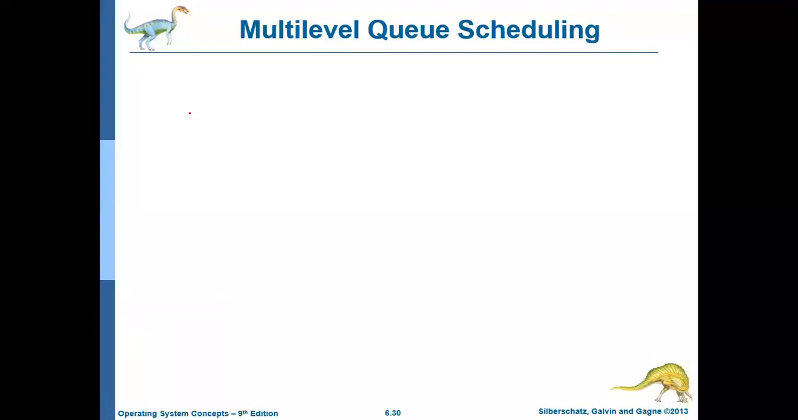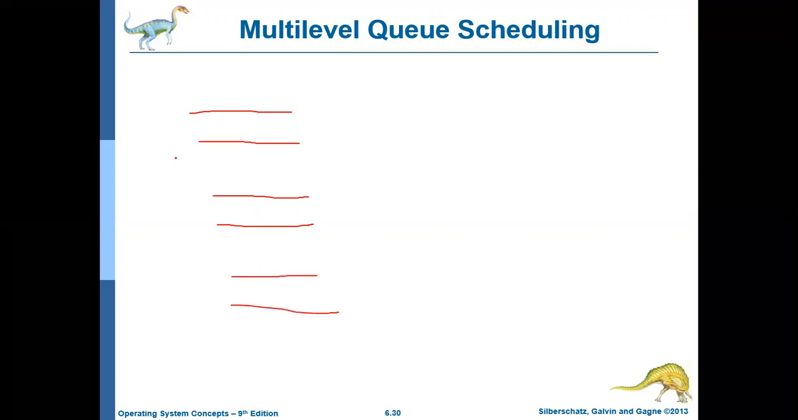Here there will not be one ready queue. The ready queue will be split into multiple queues, and the processes or jobs will be allocated to different queues by the operating system depending on the memory size required by the process, the priority level of the process, or the process type. So what is process type?